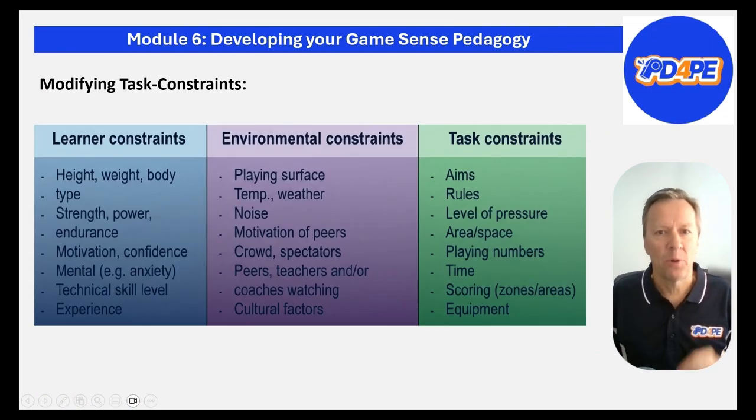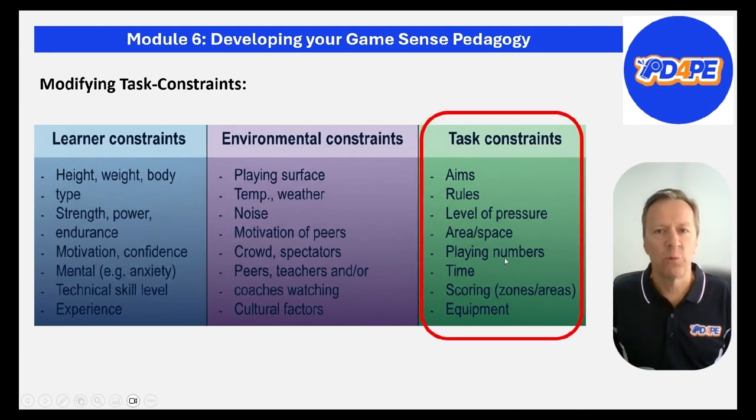Right, the next really important part of that 4-step pedagogy was to make a modification. Now, coming up, you'll learn a bit more about the constraints-led approach, where we have 3 types of constraints: the learner or the individual, which is constrained by their body type and things like that, the environment, and then our task constraints. We could play any small-sided game. So let's say we're going to play a 2 versus 1 keeping off game. Now, at any point, we could stop the game and change any one of these task constraints.